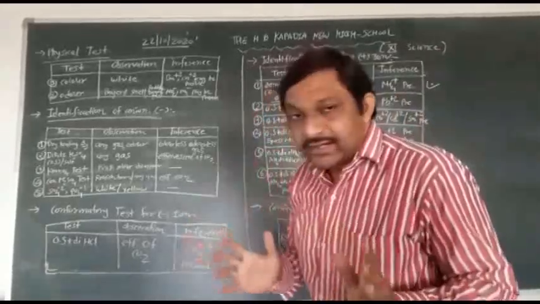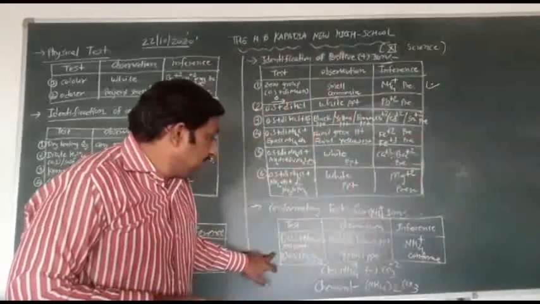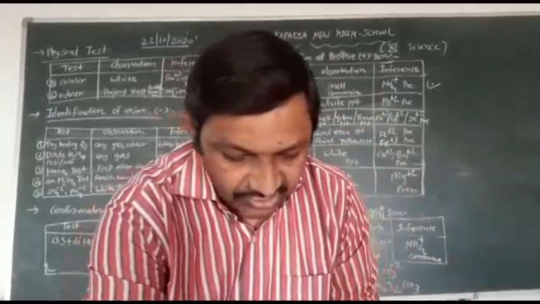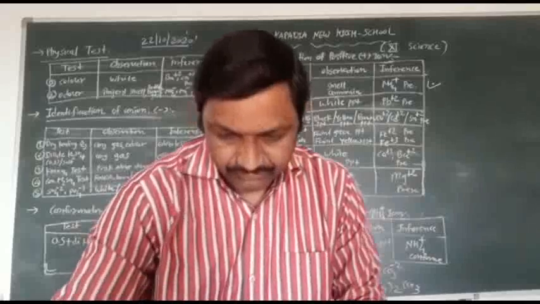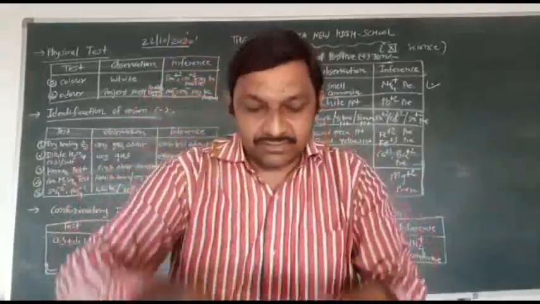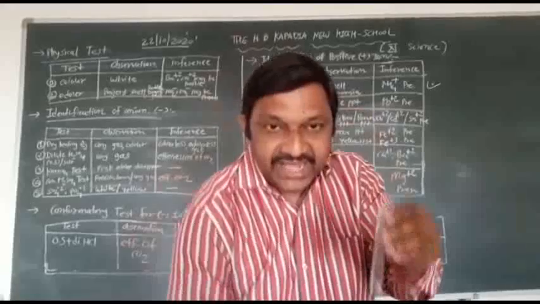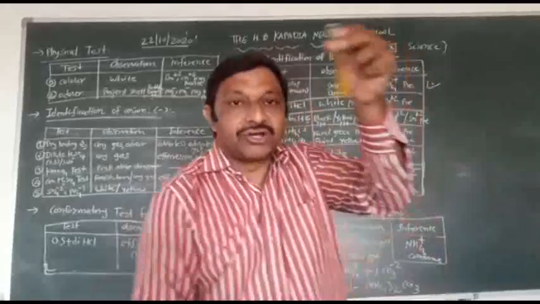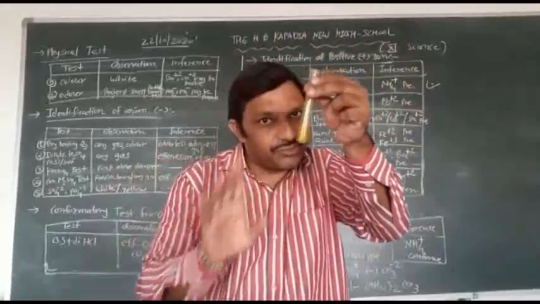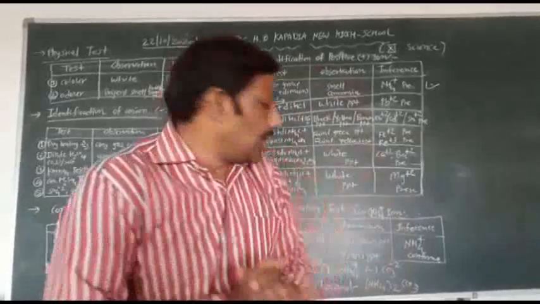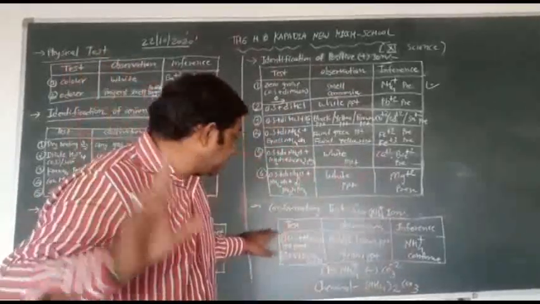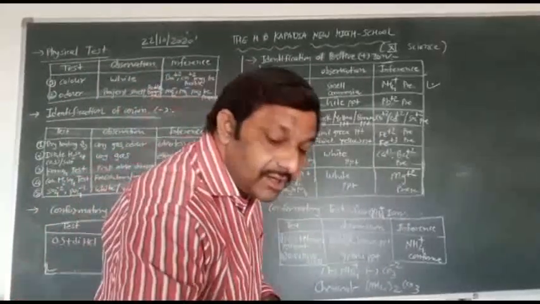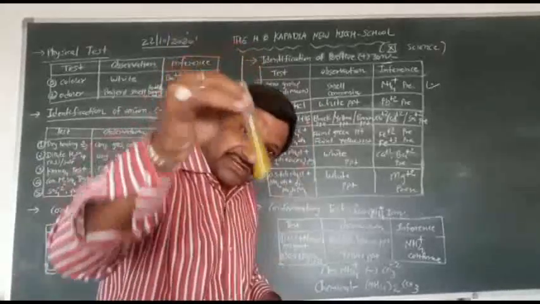Now the next one is OS plus picric acid. Here is your original solution, plus picric acid. I will add picric acid. So your yellow precipitate is obtained. Clear? Yellow precipitate is here. So your confirmatory tests: first one is OS plus Nessler's reagent and second one is OS plus picric acid. So a yellow precipitate is obtained here.